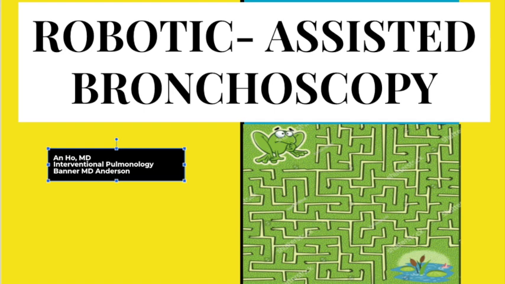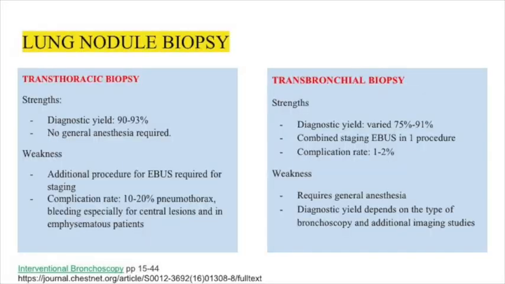Hello everyone, today I'm going to present about robotic assisted bronchoscopy. So there are two types of lung nodule biopsy. The first type is transthoracic biopsy and the second type is transbronchial biopsy. Each type of biopsy has its own strengths and weaknesses.